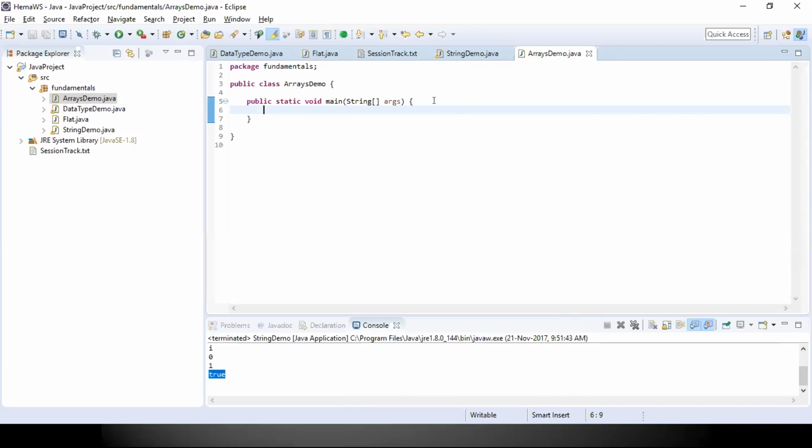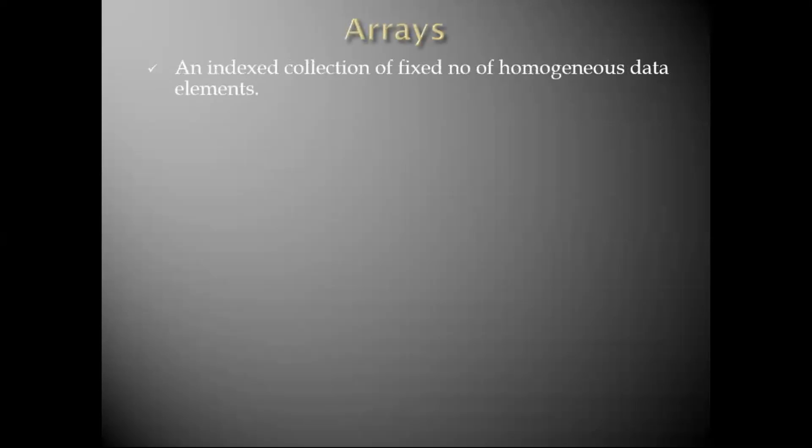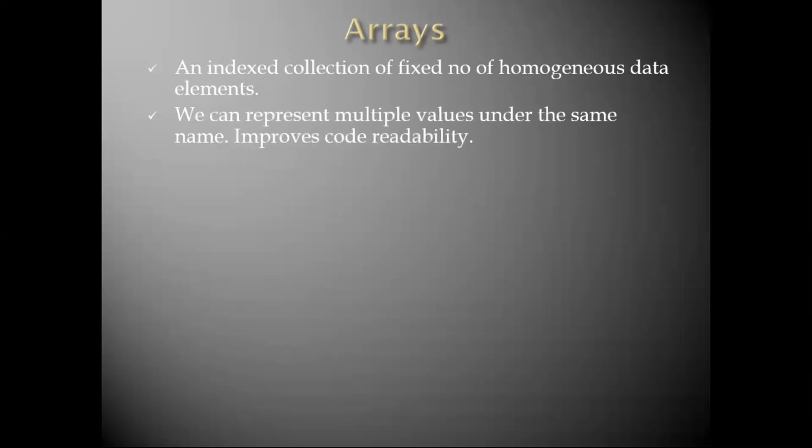An array says that you can create any number of variables with the same name, but they will differ by their index. So what is an array? An array is an indexed collection of a fixed number of homogeneous data elements. We can store multiple values under the same name, which improves code readability. It can be 1D, 2D, 3D, N-D, but 1D and 2D are popular.